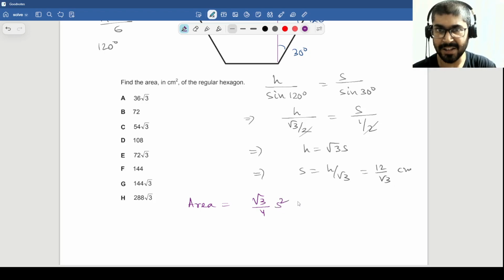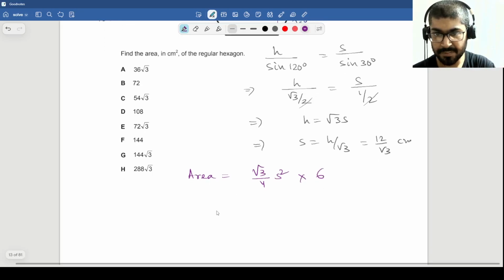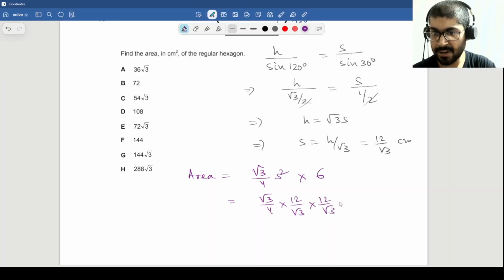And a hexagon is composed of 6 equilateral triangles. So for the hexagon, I'll multiply it by 6. So I can use this s here. So I'll use root 3 by 4 into 12 by root 3 into 12 by root 3 into 6. So one of these root 3's cancels out, I have 3. One of these cancels out, I have root 3. So 72 root 3. 72 root 3 is option E.